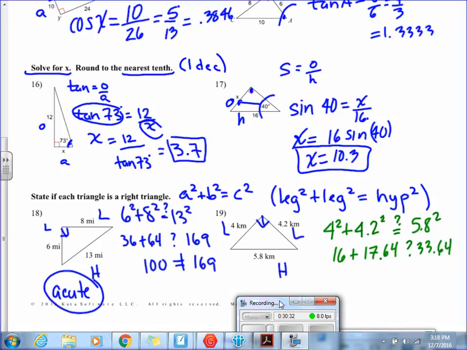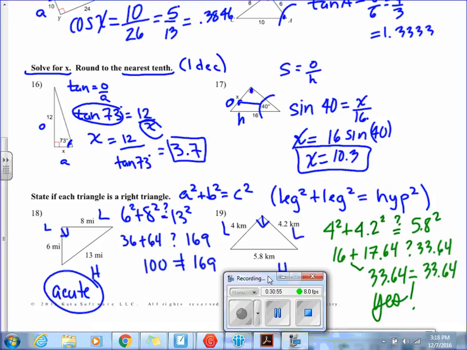Alright, so then let's add these two together. 16 plus 17.64, I got 33.64, which equals 33.64. So yes, it is a right triangle because the left side is equal to the right-hand side. So that concludes part 1 of the Geometry Unit 3 test review packet.